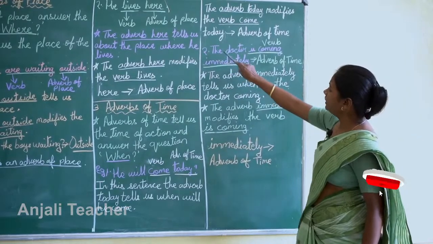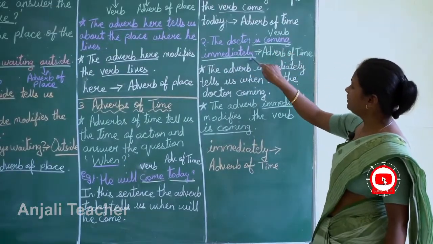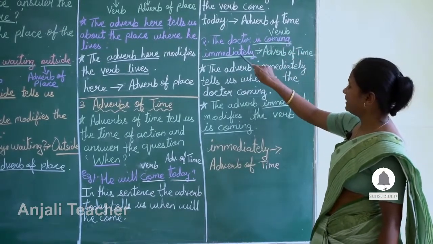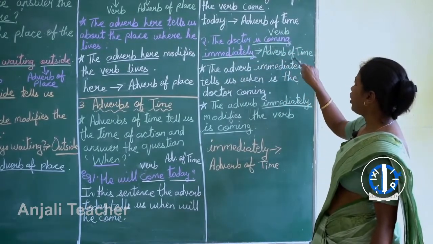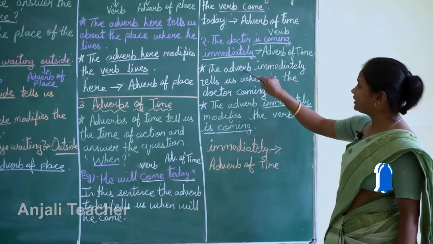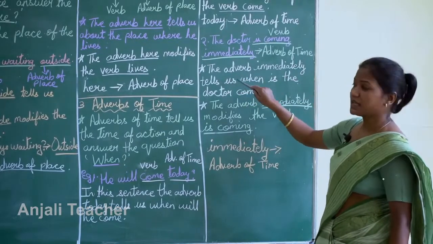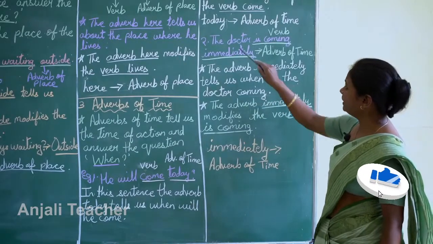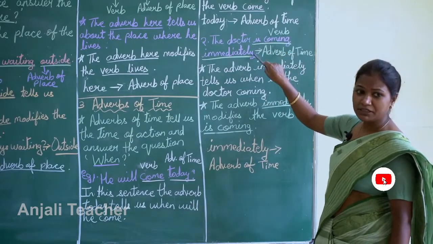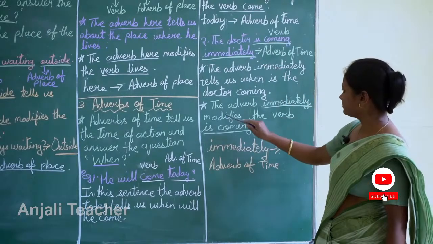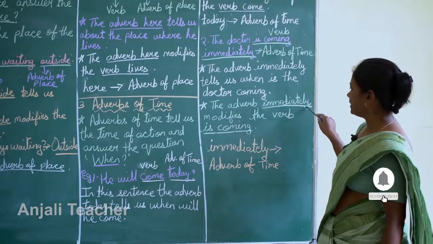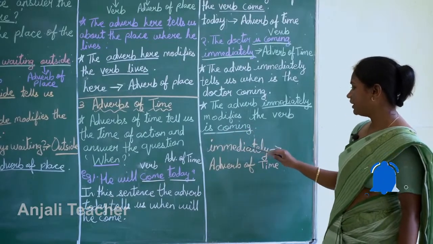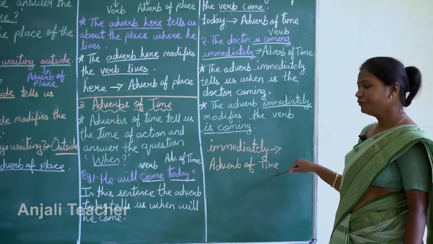The second one, the doctor is coming immediately. Here the verb is coming and immediately is the adverb of time. The adverb immediately tells us when the doctor is coming. When is the doctor coming? The doctor is coming immediately, which means immediately he is coming. The adverb immediately modifies the verb is coming. So here immediately is the adverb of time.